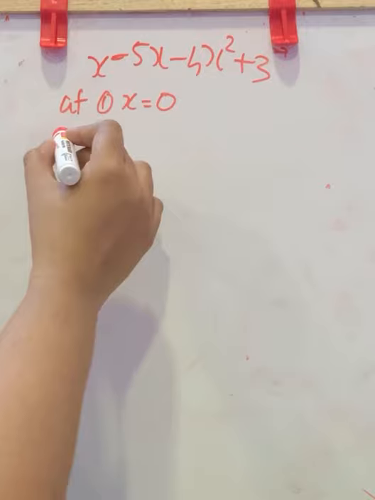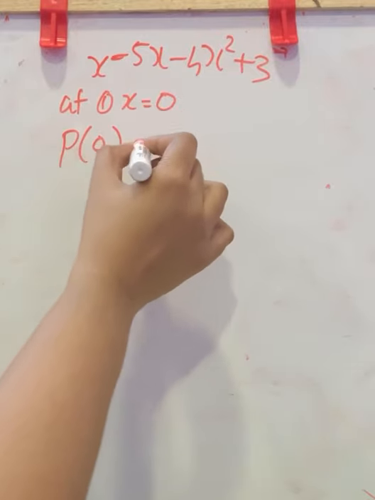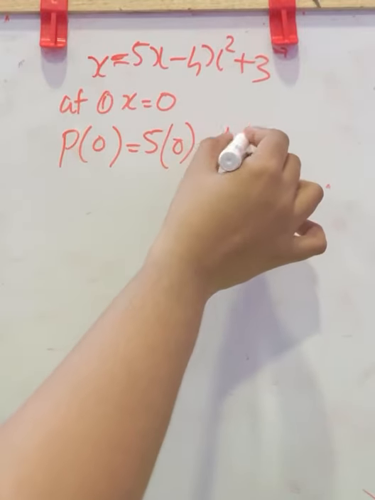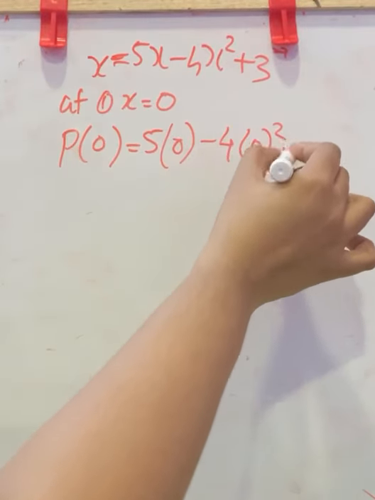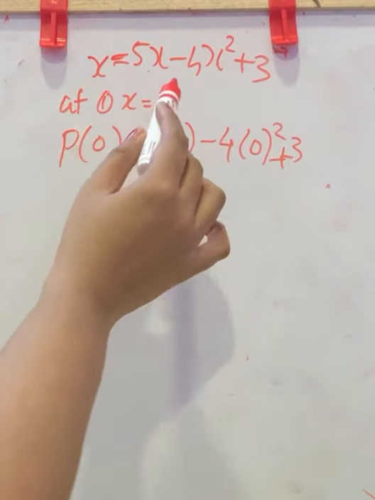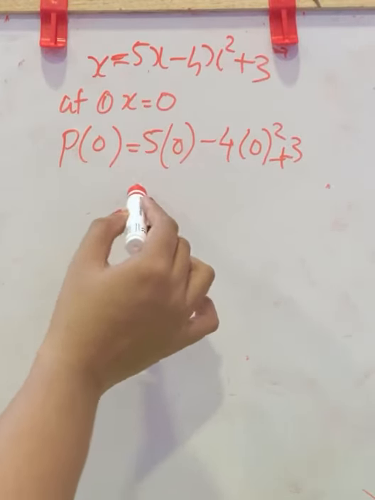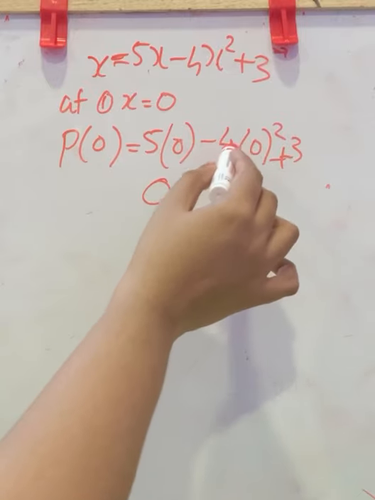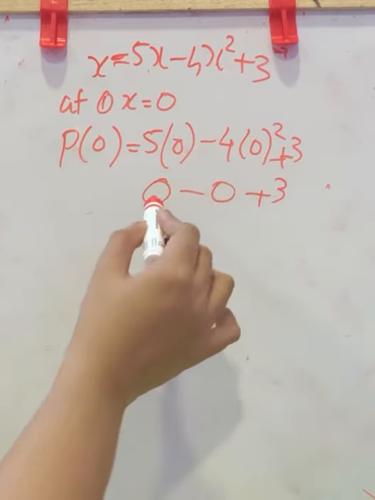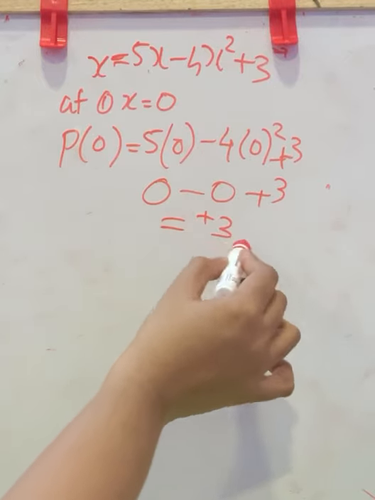Then this becomes p of 0 is equal to 5 into 0 minus 4 into 0 square plus 3. That is, we are substituting each x as 0. Here 5 into 0 becomes 0. 4 into 0 square, that also becomes 0. Plus 3 is there. That is, the result will be plus 3.